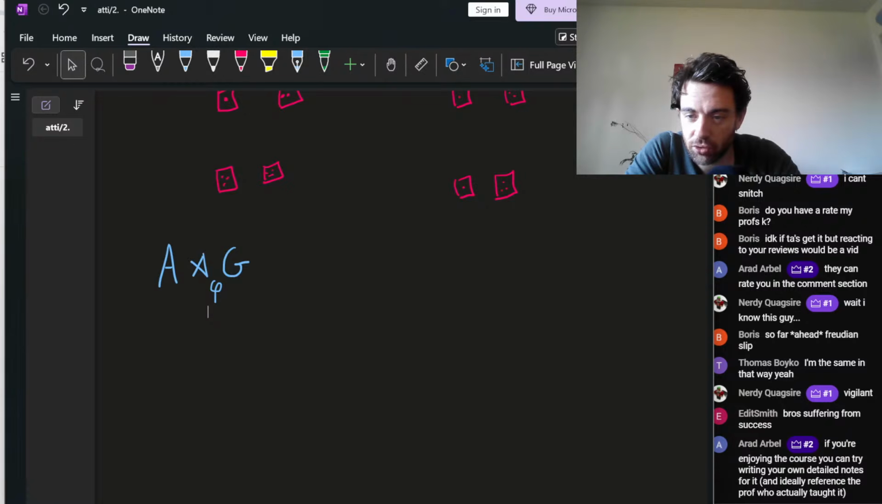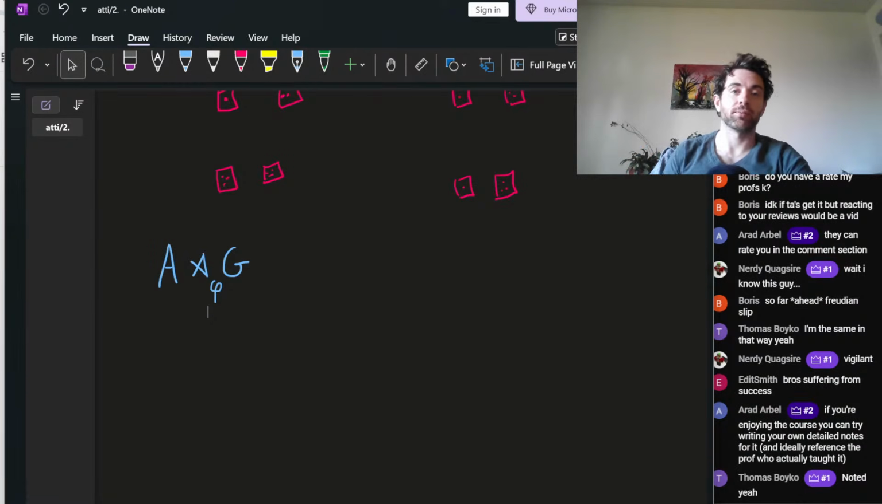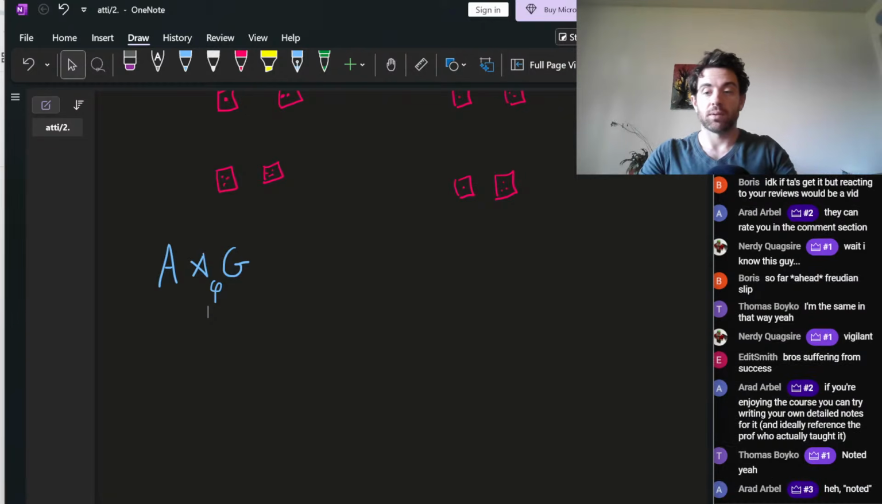If you're enjoying the course, you can try writing down detailed notes for it. And ideally reference a prof who taught it. Yeah, that's a nice idea. If you're really on top of it, make a nice set of notes. Share those notes with the other students in the class. They'll probably enjoy it. They'll probably be thankful for that. Exactly.